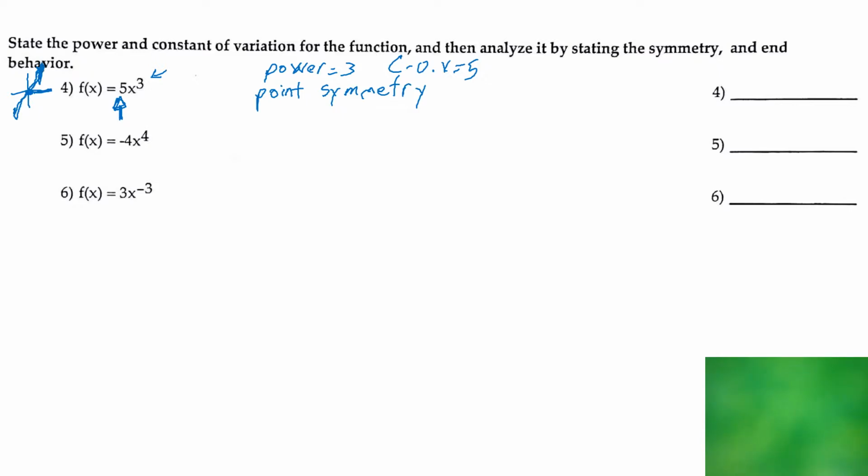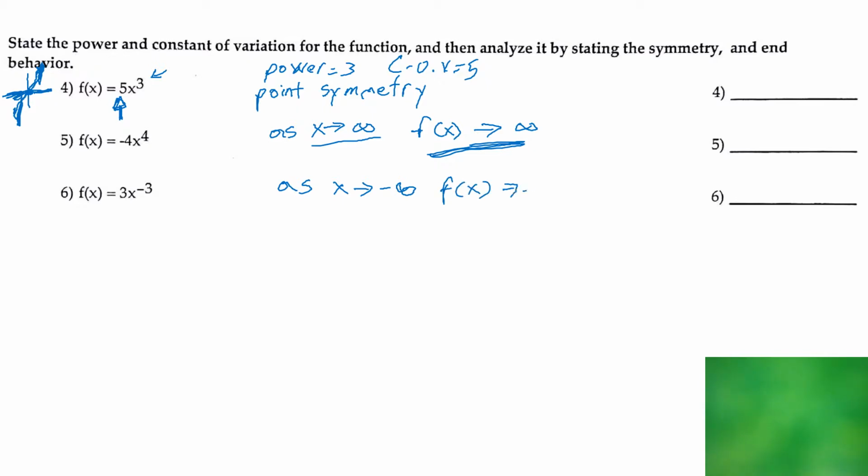So what we're going to say is as we go to the right, our function is going to go up. So basically going to positive infinity on the function means that it's going up. So we're also going to say that as we go to the left, which is the negative side, notice that the function is going down this time. So we're going to say our function is going down.